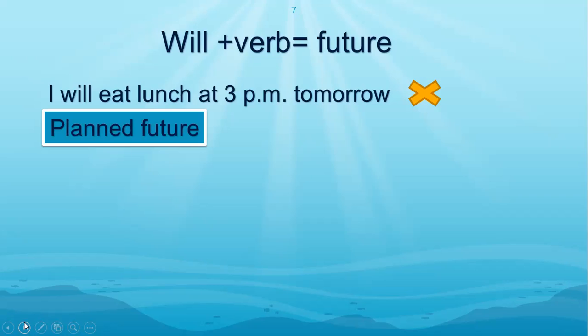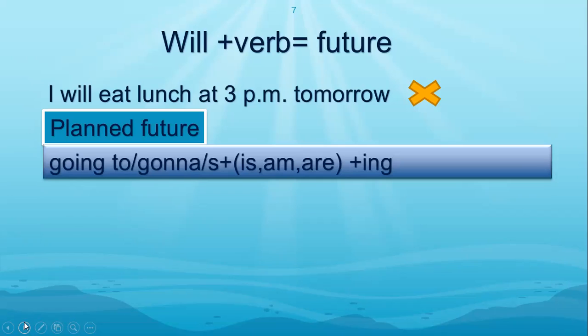Planned future means you have planned to eat lunch at 3 p.m. Maybe you have ordered the lunch or somebody is coming, right? When planned future is coming, you will have to use three patterns. One is going to. The same thing you can say gonna. Or else you take subject plus am/is/are plus ing.